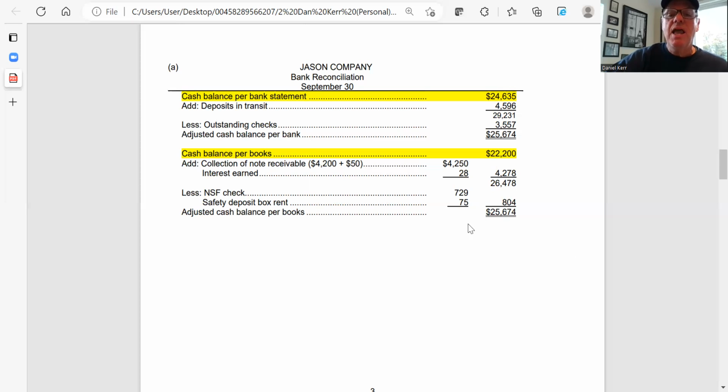So now I get my ending adjusted cash balance here, $25,674. I got my adjusted cash balance per the bank here. So here's adjusted per the bank, here's adjusted per the books. These two are now reconciled. And when we say they're reconciled, we mean that we have reconciled our books, our general ledger, to the bank statement. All right, so I hope you found that review useful.